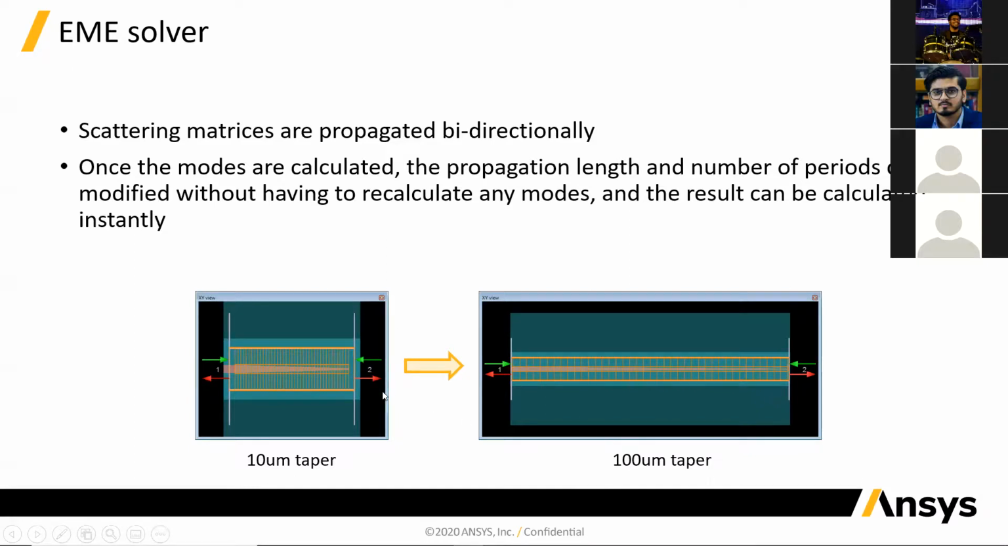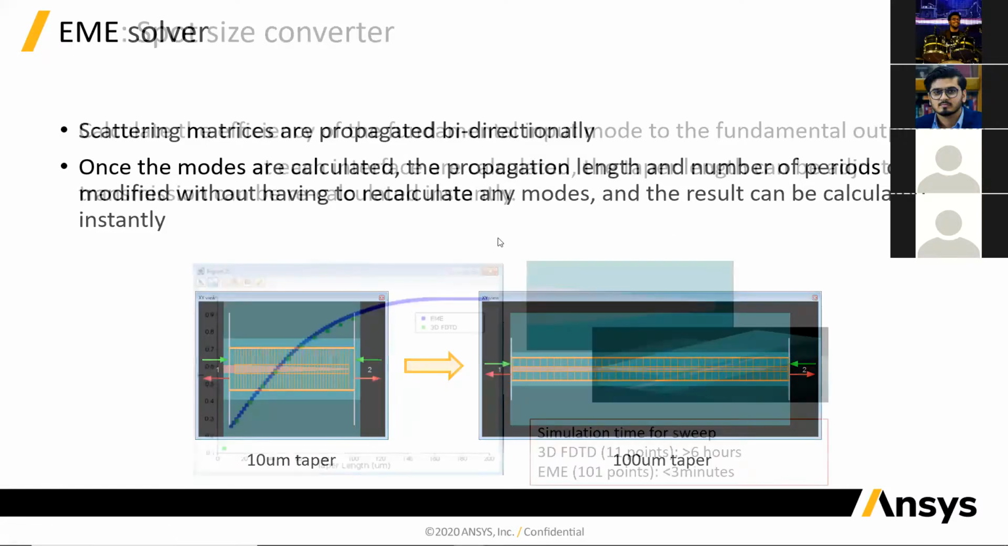So the nice thing is that you just calculate the number of modes in each of those cross sections at the beginning, and then you can simply change the distance between them and figure out how that affects the overall propagation of light from one end to another. And then that way optimize your taper design.